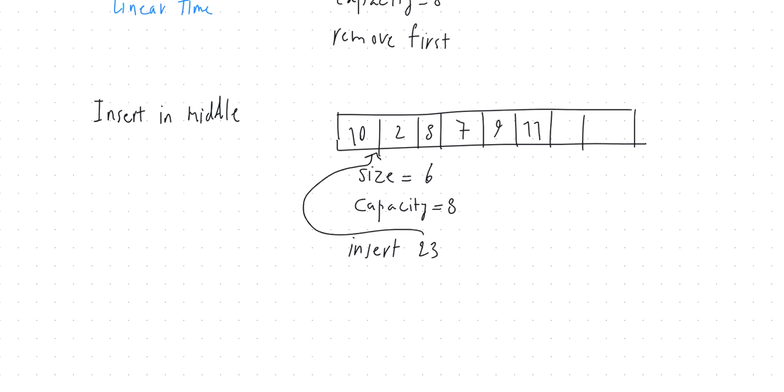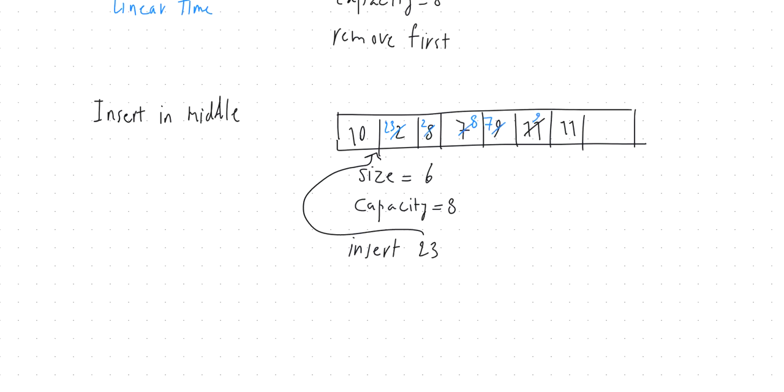Okay? Now, if you think about it, how can we do that? To do that, I need to move everything after 10, namely 2, 8, 7, 9, and 11. I have to shift all of them to the right to make room here between 10 and 2 for the new value 23. Right? So 11 should be copied here. 9 will be copied here. 7 will be copied here. 8 will be copied here. 2 will be copied here. And then finally, we can write 23 here between 10 and 2. So we get 10, 23, 2, 8, 7, 9.